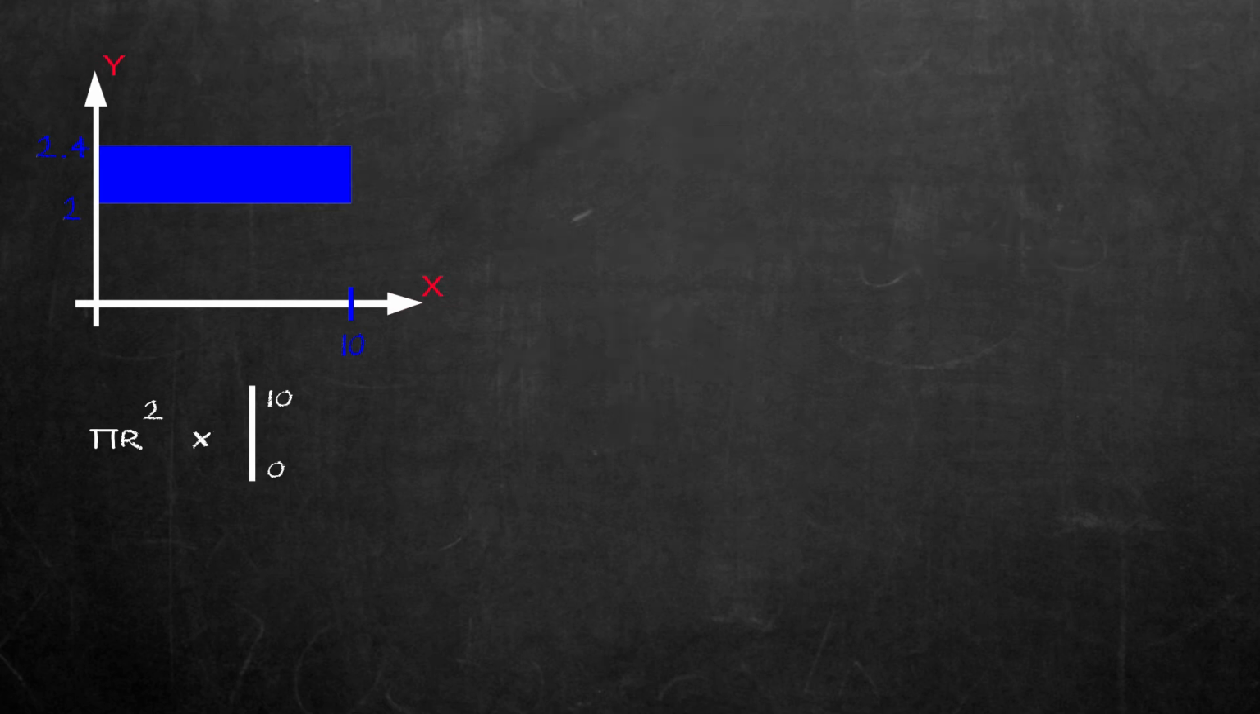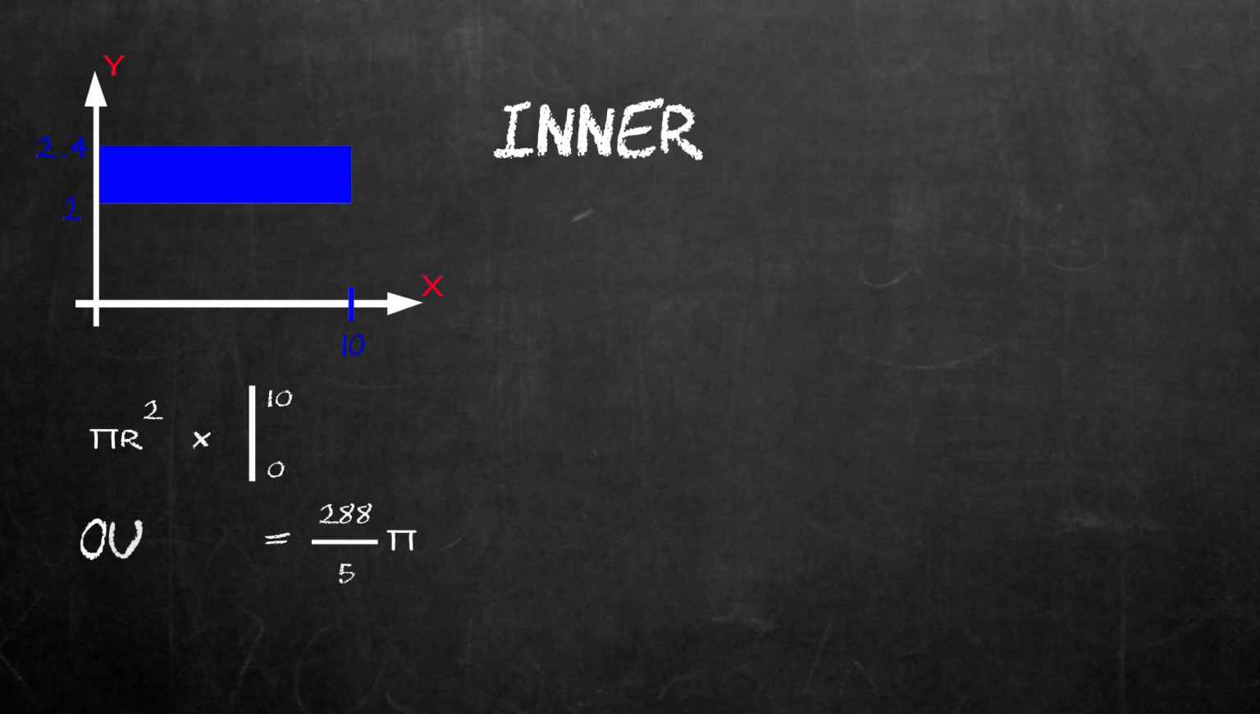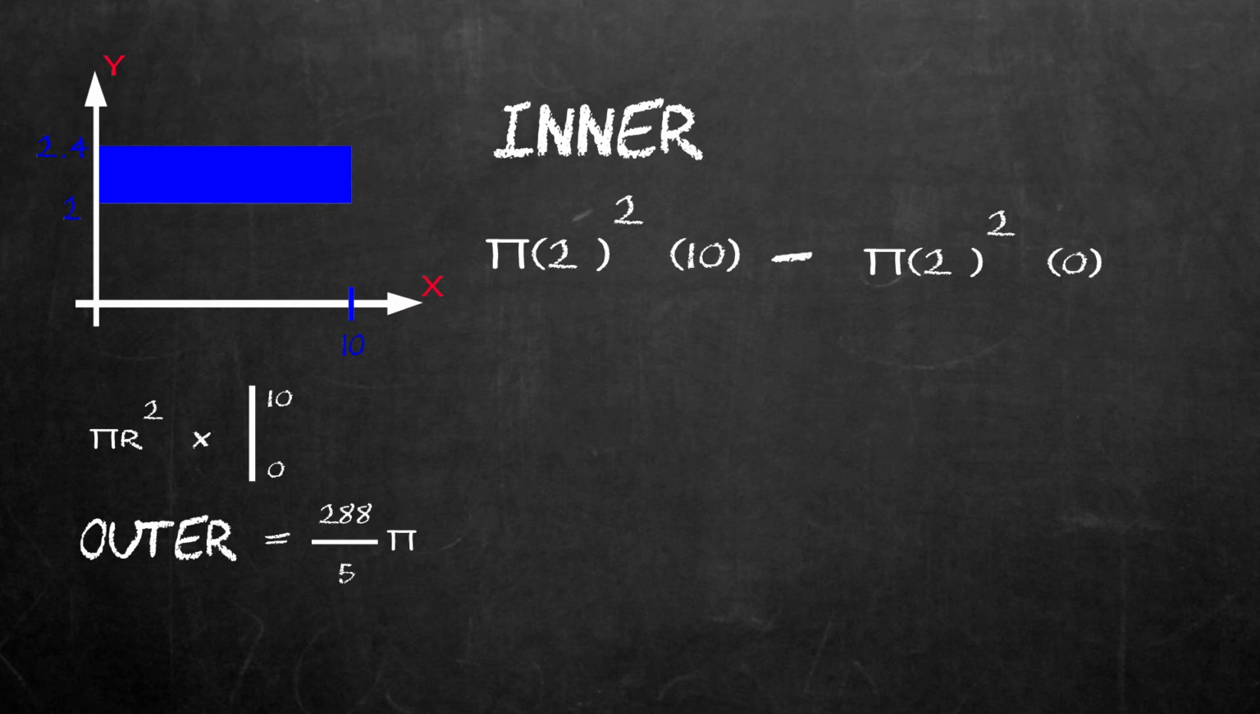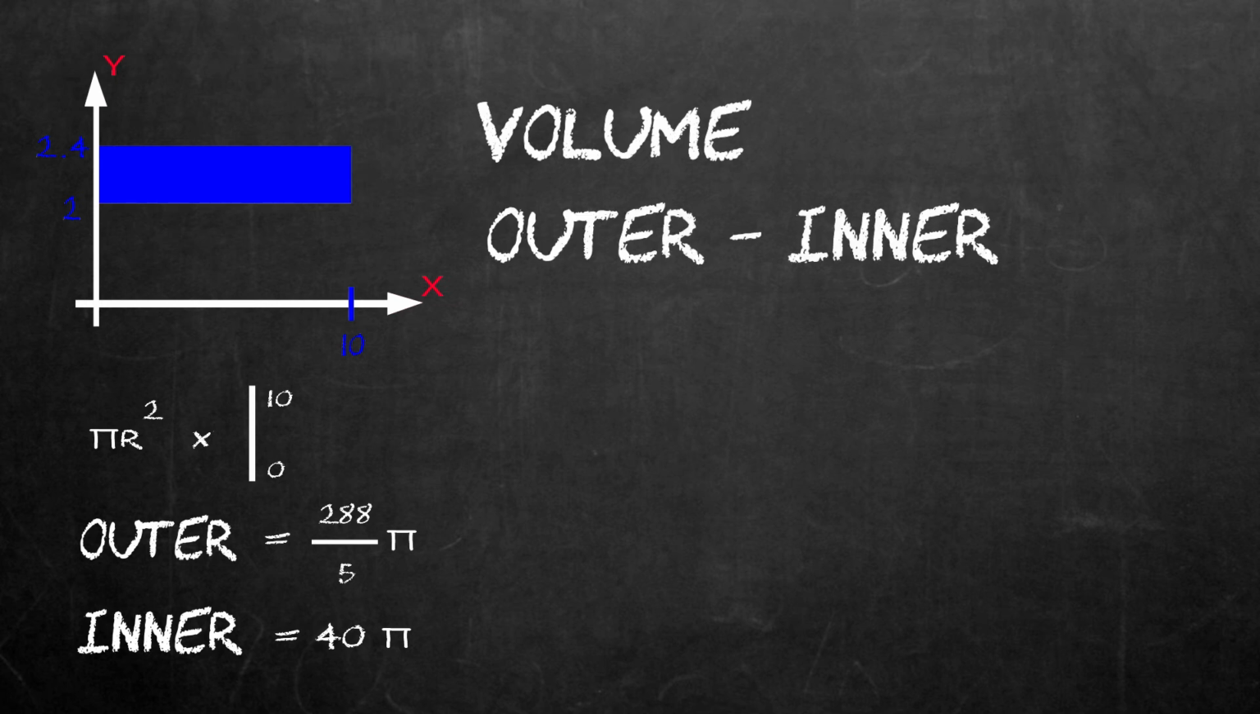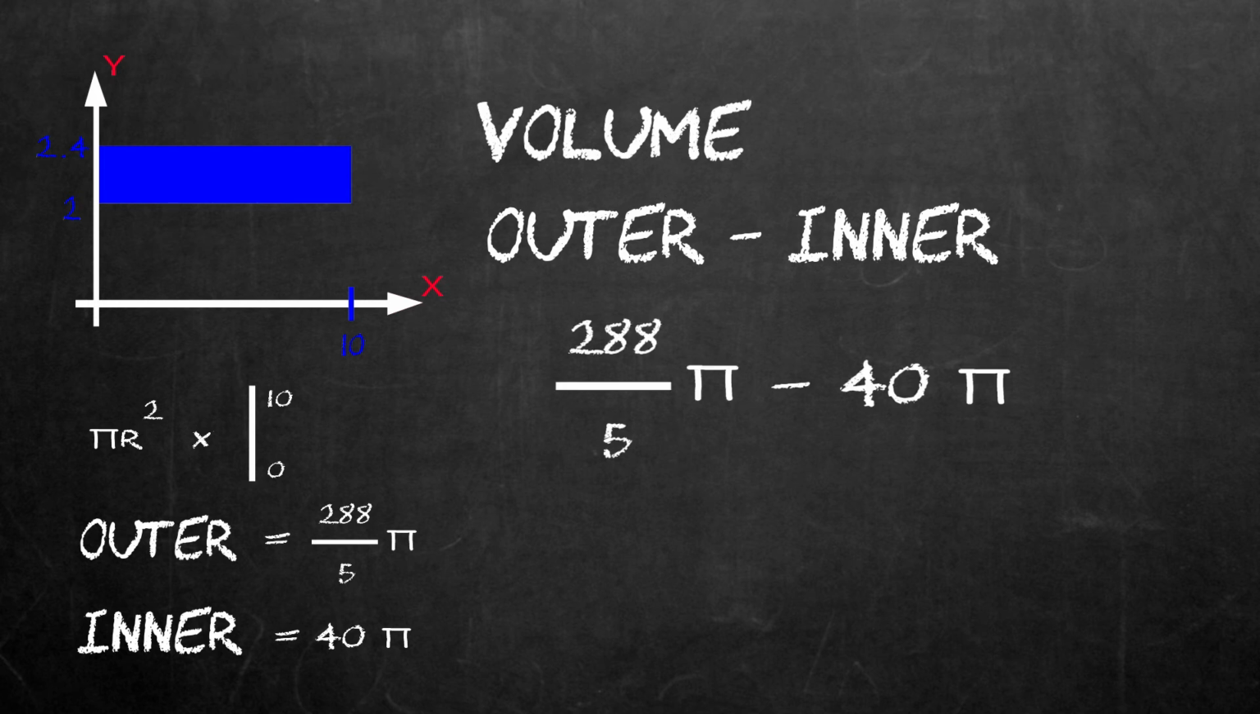And that is for the outer. So for the inner, we use the same way as how we count the outer. So it becomes pi times 2 squared times 10 minus pi times 2 squared times 0. So the answer is 40 pi. So the final calculation is to find the volume. To find the volume, we just minus the outer and the inner. So the answer for outer is 288 over 5 pi minus the answer of the inner 40 pi. So the answer is 88 over 5 pi.